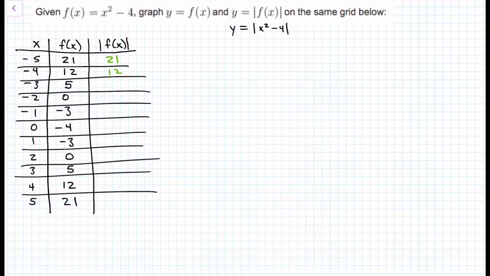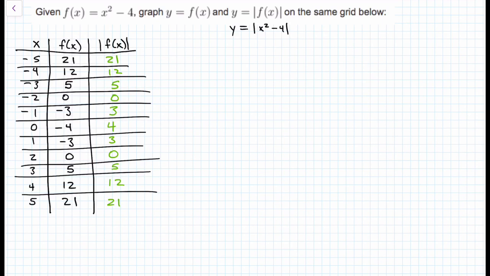-3 squared is 9, minus 4 is 5. -2 squared is 4, minus 4 is 0. Absolute value of 0 is 0. -1 squared is 1, minus 4 is -3. Now I'm taking the absolute value of -3, and I get +3. 0 squared is 0, minus 4 is -4. Absolute value of -4 is +4. 1 squared is 1, minus 4 is -3. Absolute value of -3 is +3. 2 squared is 4, minus 4 is 0. Absolute value of 0 is 0. Etc., etc. We can finish this list off quickly.